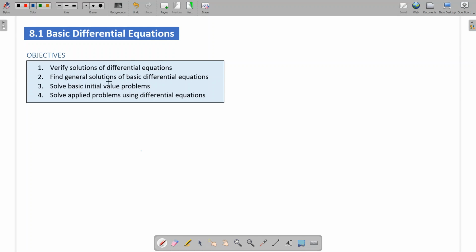We will find general solutions to basic differential equations, very simple ones in this section. And then we will also solve initial value problems. And then we'll finish with looking at some applications of differential equations.